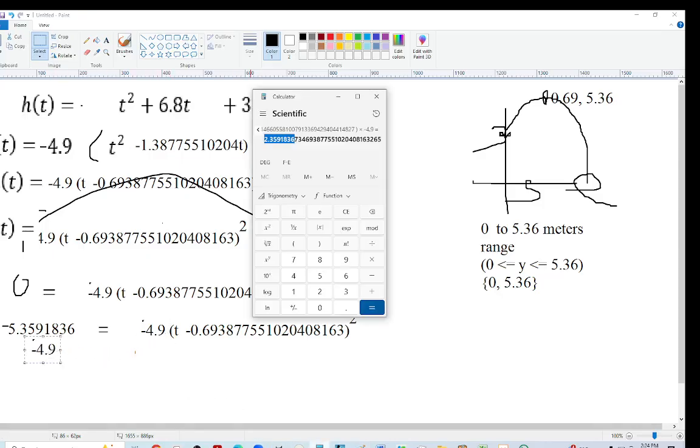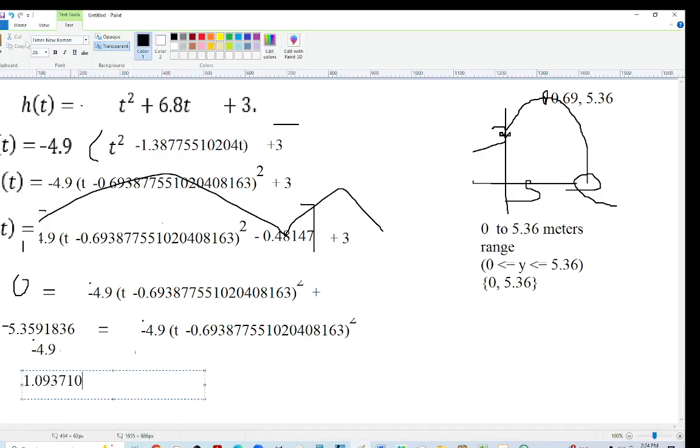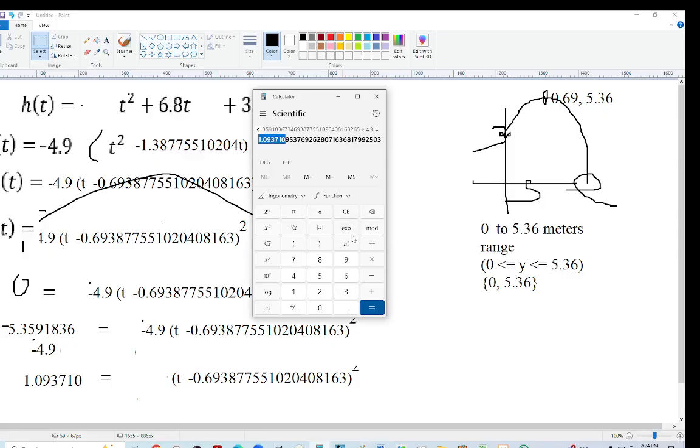Let's see if it's still on our calculator. It is, so we're going to add 3 to it. We're going to divide it by 4.9, negative. Well, it becomes positive, so let's just leave it as positive. We get this. We're going to get the square root, which explains why we have a positive and a negative value, because when you square root something, you get a positive and negative value.